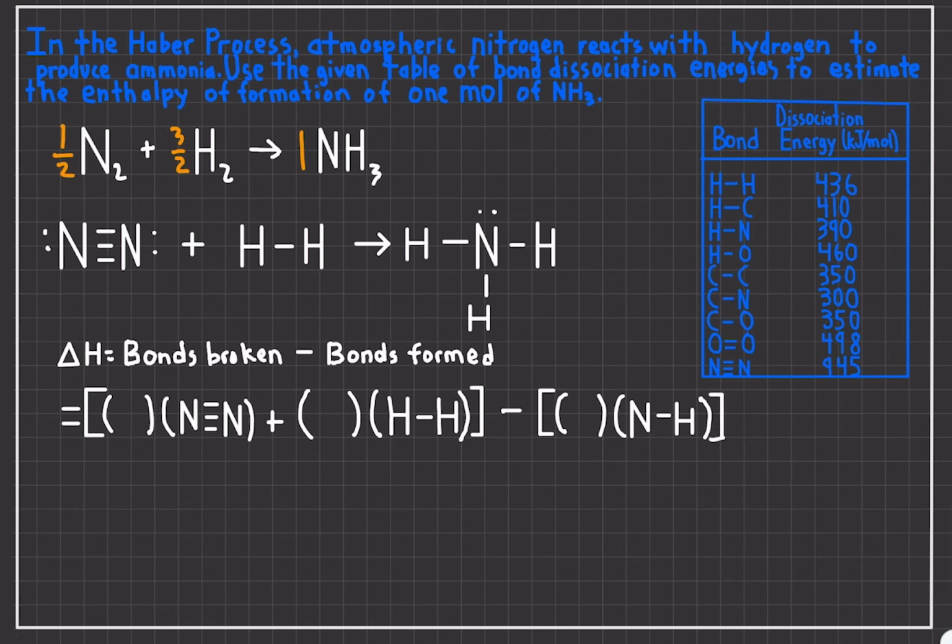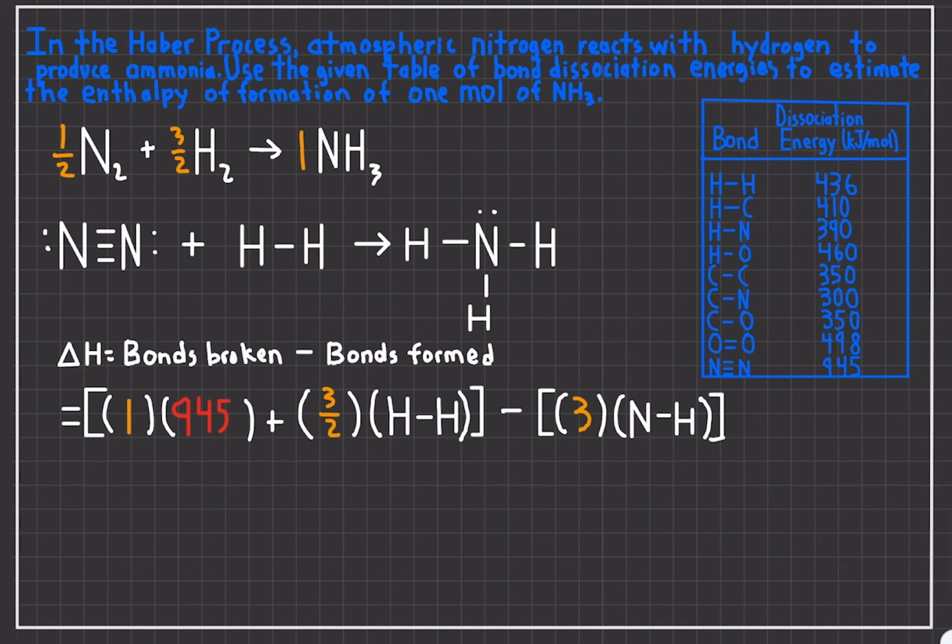Similarly, each hydrogen molecule has 1 hydrogen-hydrogen bond. And since we have a coefficient of 3/2 for hydrogen, that means we have 3/2 moles of hydrogen-hydrogen bonds. Finally, for our bonds formed, we have 1 mole of ammonia, which has 3 nitrogen-hydrogen bonds, which gives us 3 moles of nitrogen-hydrogen bonds. Now, we can plug in using values from the table.